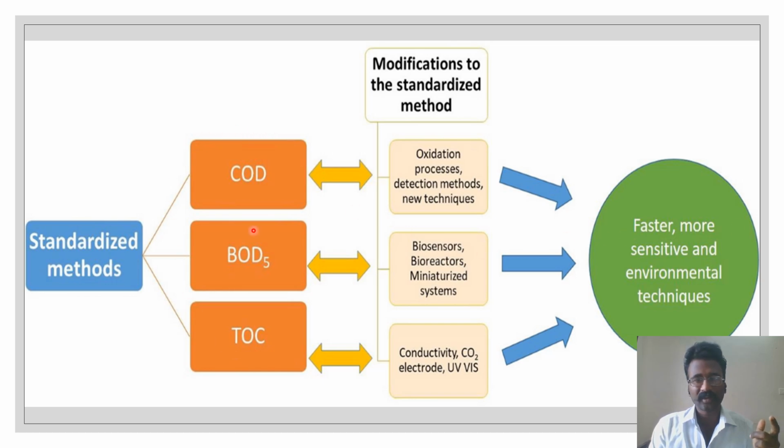So these are the conventional, standardized methods for measuring the pollutants: COD, BOD5, TOC. But these are modified into new types, like oxidation and detection methods, new techniques, biosensors, bioreactors, miniaturized systems, conductivity, CO2 electrode, UV-Vis. These are all modifications of these standard methods. Why do we need faster, more sensitive, and better environmental techniques? That's why these conventional methods are modified into better methods.